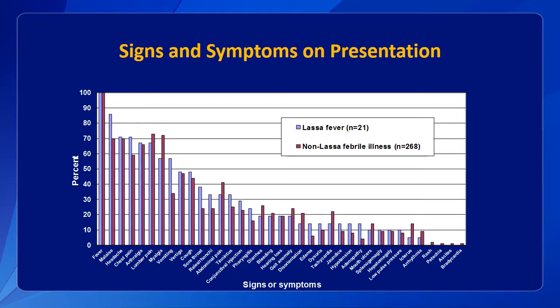This graph depicts the frequency of various signs and symptoms in confirmed Lassa fever patients and patients diagnosed with a non-Lassa febrile illness. On first presentation, patients with Lassa fever have few pathognomonic signs and symptoms compared with other non-Lassa febrile illnesses. The lack of pathognomonic signs and symptoms makes diagnosis challenging without early suspicion and appropriate travel or exposure history.